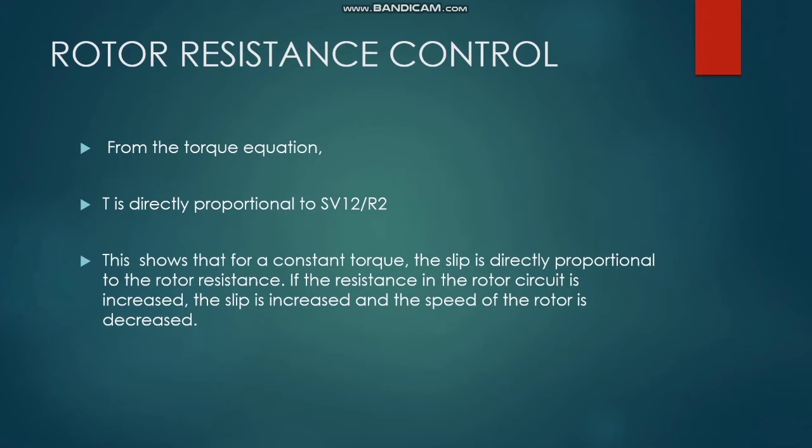If the resistance in the rotor circuit is increased, the slip is increased and the speed of the rotor is decreased. We can say that the resistance is inversely proportional to the speed of the rotor. If we increase the resistance, the speed of the rotor gets decreased. If we decrease the resistance, the speed of the rotor gets increased. This is the basic concept.